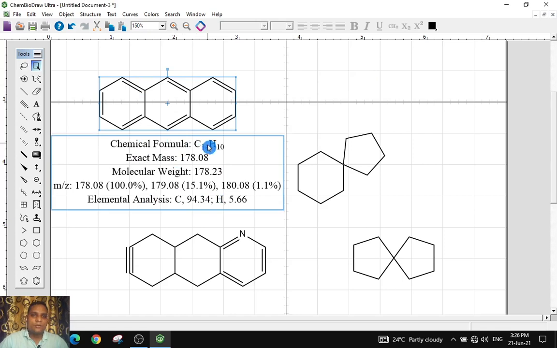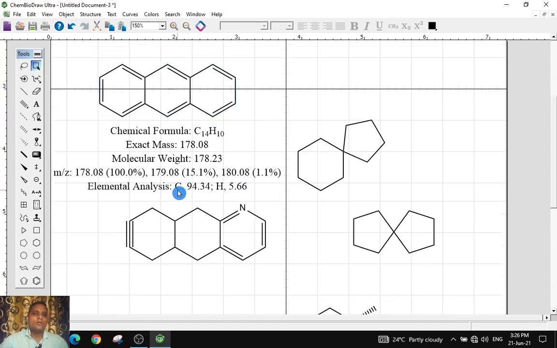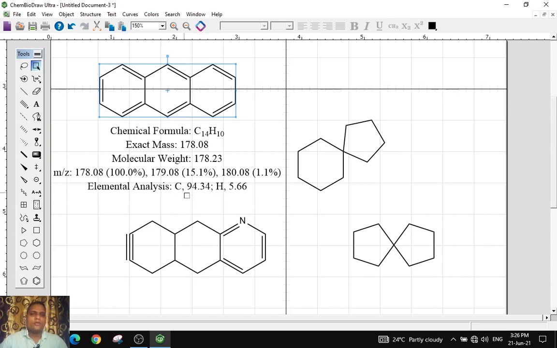So this is the compound where C14 and H10 number of atoms are there. Exact mass is 178.08, molecular weight is a little higher at 178.23, and apart from this one, the m by z value, specifically for the mass spectrum, you will see three kinds of peaks. Elemental analysis, where you can also see the percentage of carbon atoms and the hydrogen percentage. So this is also an excellent tool while making sure of the molecular weight of any compound. I have taken this simple one, but you can also use it for any other one.